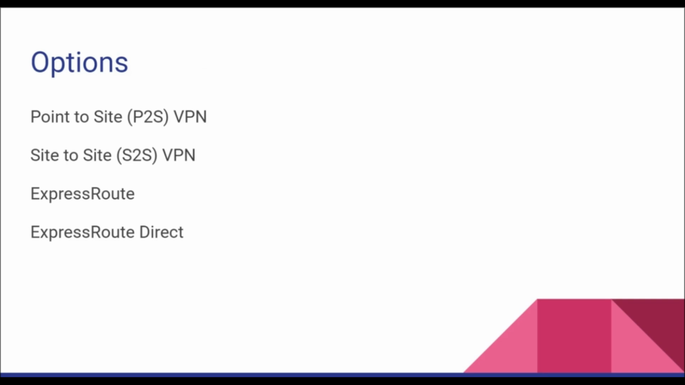Now, within Azure, there's a couple of different options for VPNs. One's called a point-to-site VPN. The other is called a site-to-site VPN. We're also going to talk about ExpressRoute and finally ExpressRoute Direct, which are private connections that don't travel over the internet.